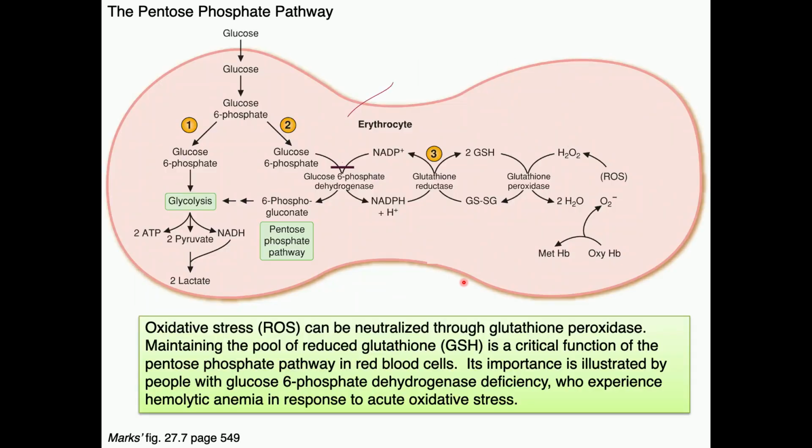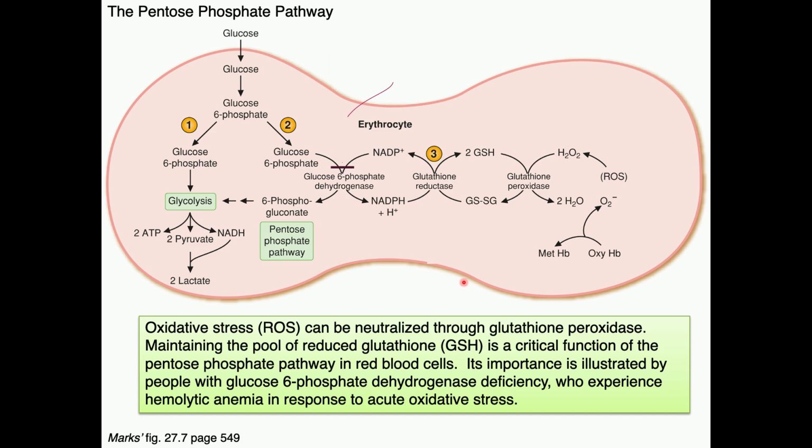Okay, so that red blood cell antioxidant defense is dependent on the pentose phosphate pathway. There are two NADPH generating steps in the oxidative phase. Just shown here is the glucose 6-phosphate dehydrogenase step. So the glucose 6-phosphate dehydrogenase generates NADPH.